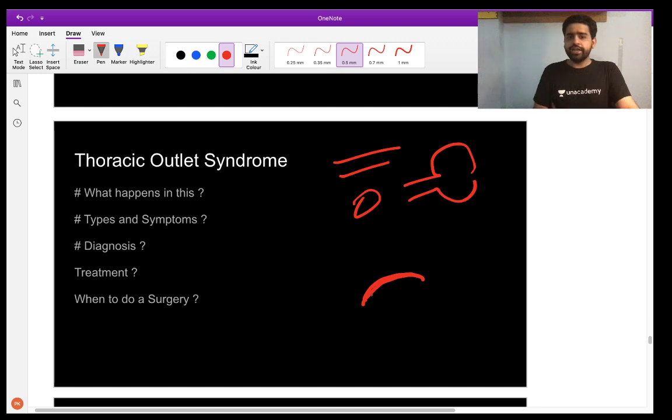Now, what did I tell you? It can be neurogenic, arterial, or venous. So what are the signs and symptoms of neurogenic thoracic outlet syndrome? This is important, and the most common one is the neurogenic. Please remember. So what will happen in the neurogenic?